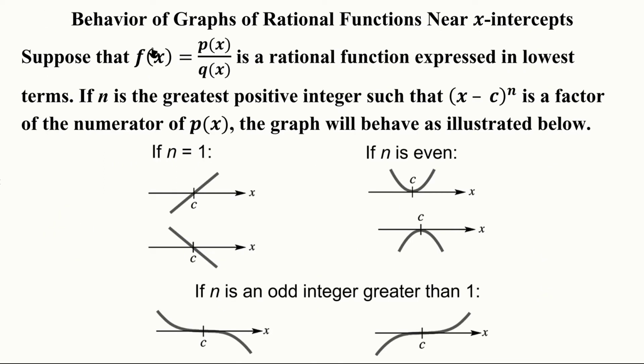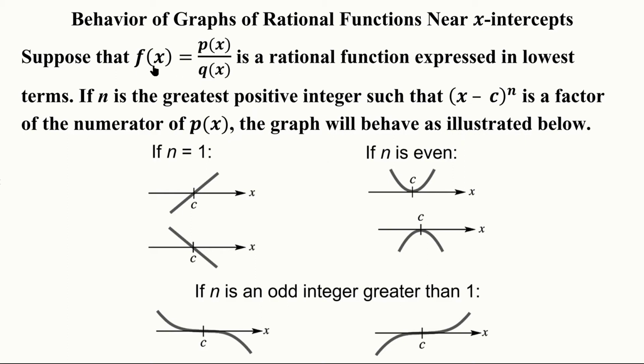And also, as far as behaviors of graphs of rational functions near x-intercepts, it's very similar to the way they behaved for polynomial functions. Suppose that f of x equals p of x over q of x is a rational function expressed in lowest terms. If n is the greatest positive integer such that (x minus c) to the n is a factor of the numerator p of x. Last time we were looking at factors of the denominator. Now we're looking at the factors of the numerator, for the x-intercepts, of course.